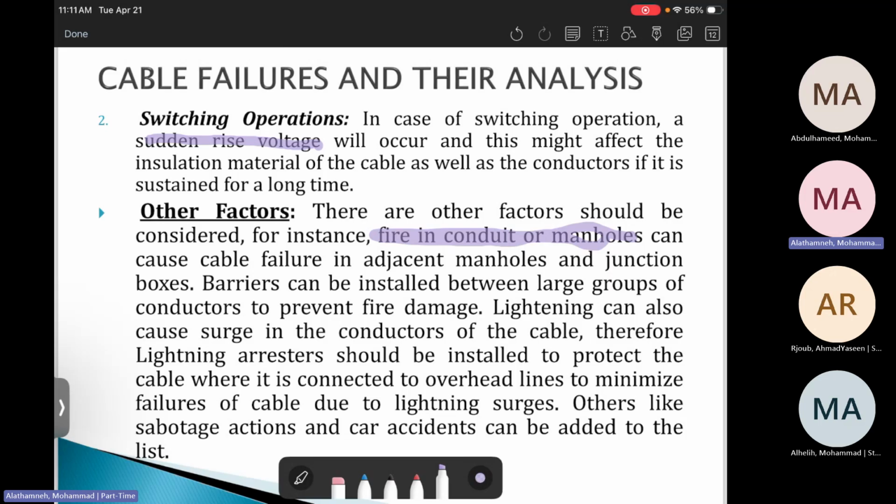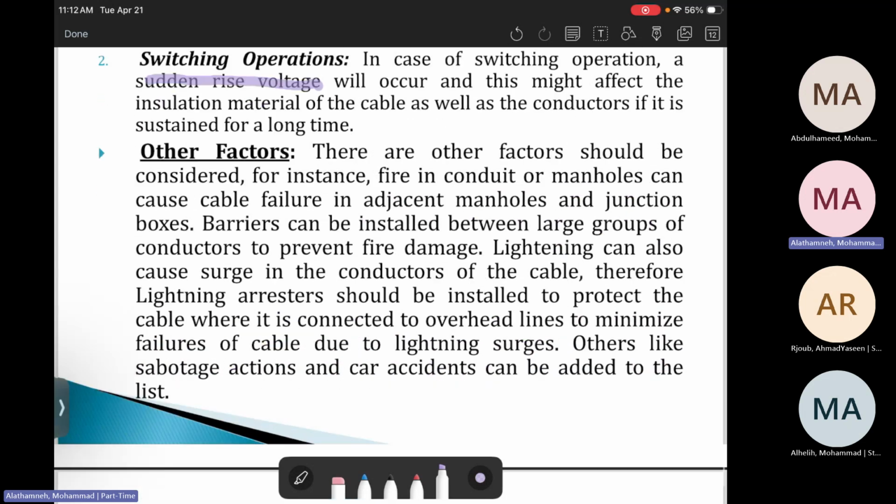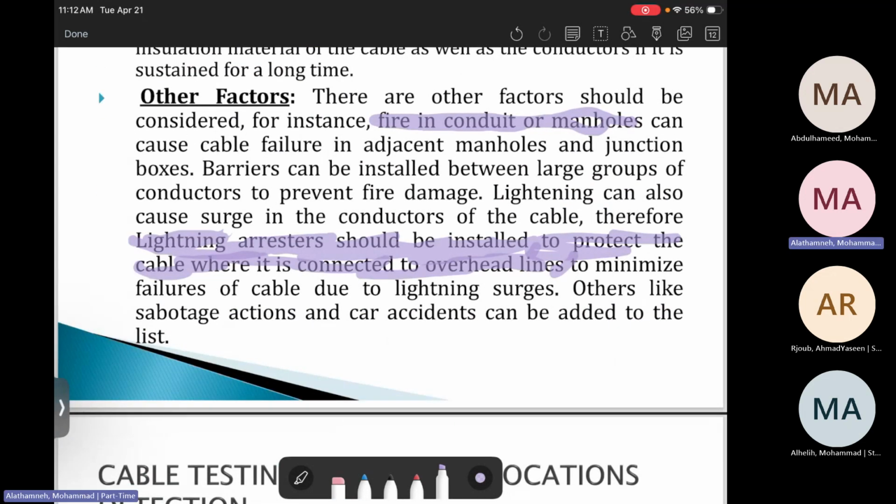Lightning can also cause surges in the conductors of the cable. Therefore, lightning arresters should be installed to protect the cable where it is connected to the overhead transmission line. That's something very important. They should be installed to minimize failure of the cable. Then other causes, like sabotage actions and car accidents, can be added to the list.